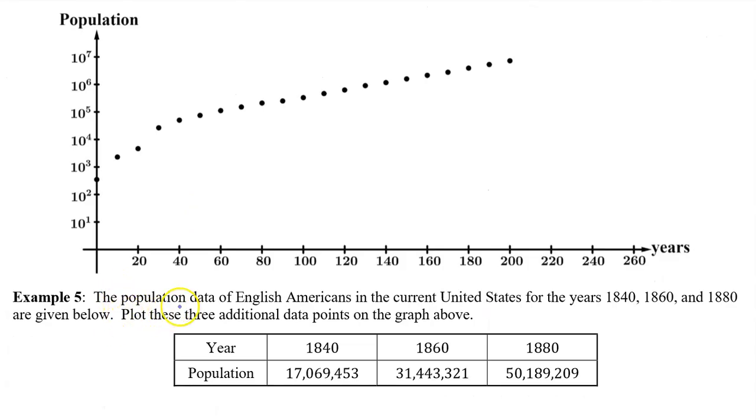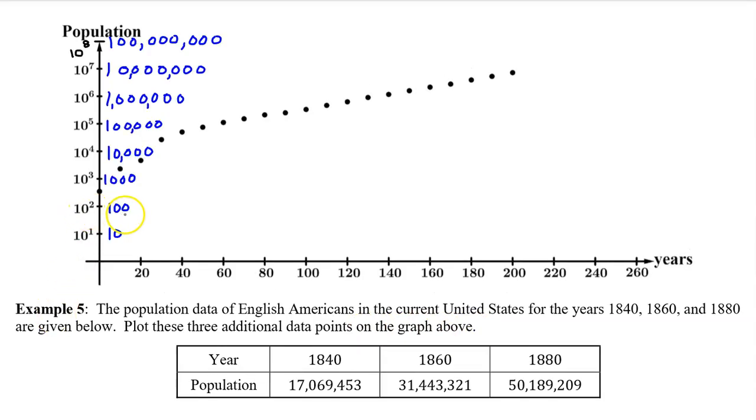Example 5. The population data of English Americans in the current United States for the years 1840, 1860, and 1880 are given below. Plot these 3 additional data points on the graph above.